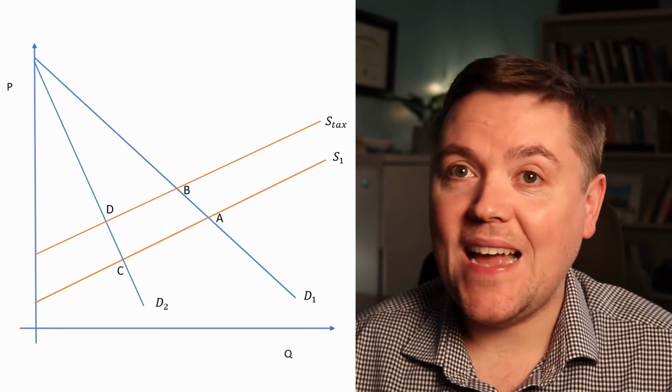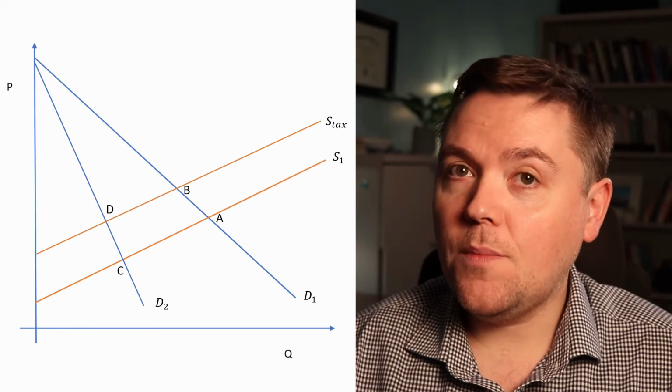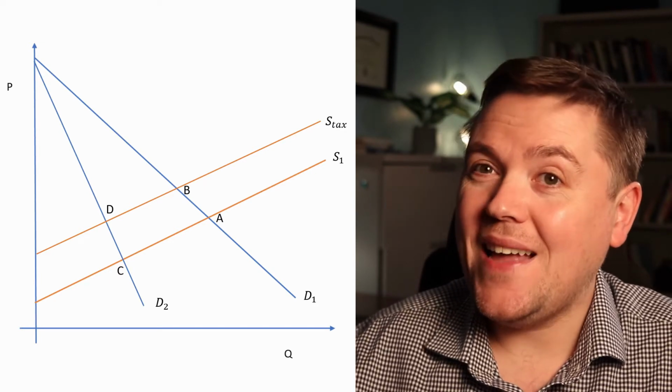the price increase with the tax is largest when demand is D2, and the increase in price that consumers pay is relatively smaller when demand is D1. That is, when demand is inelastic, a tax will raise the price the consumer pays more than when demand is elastic.